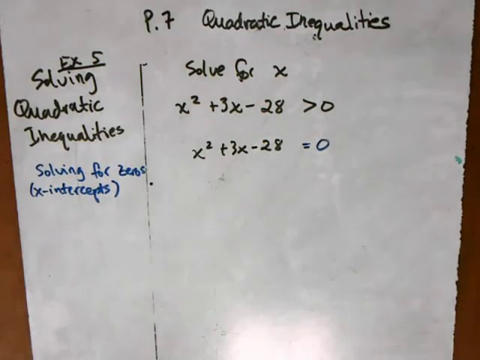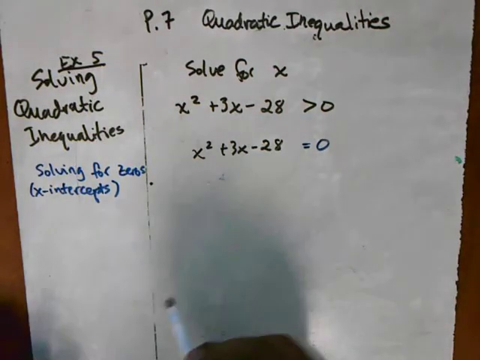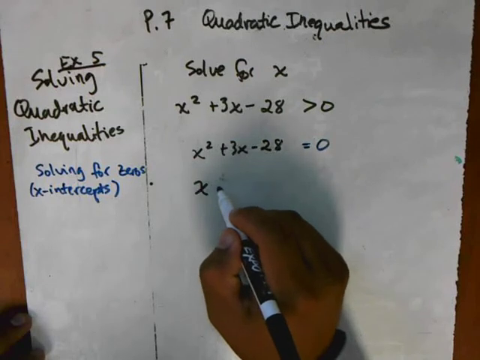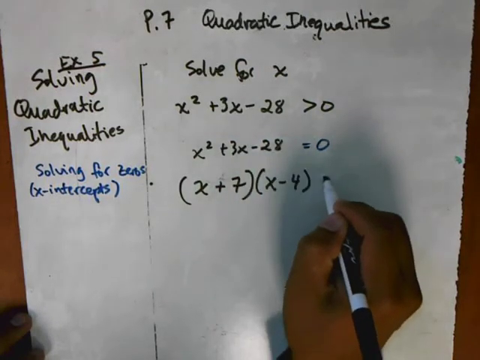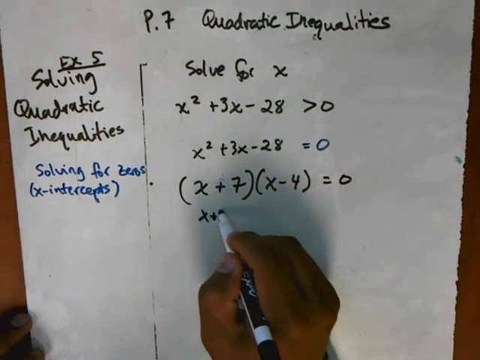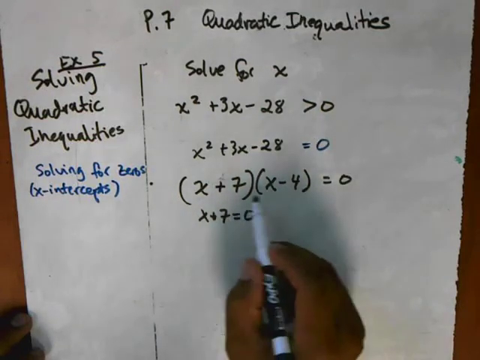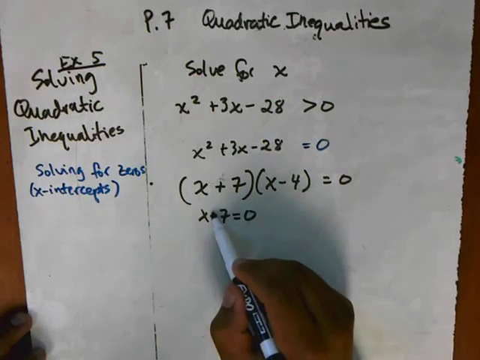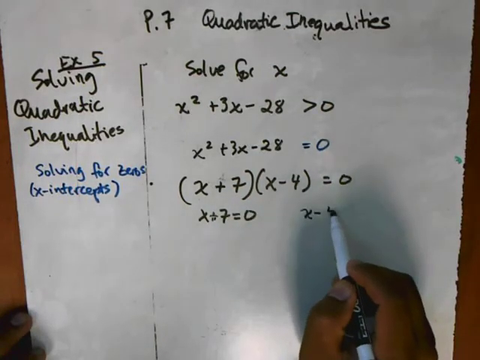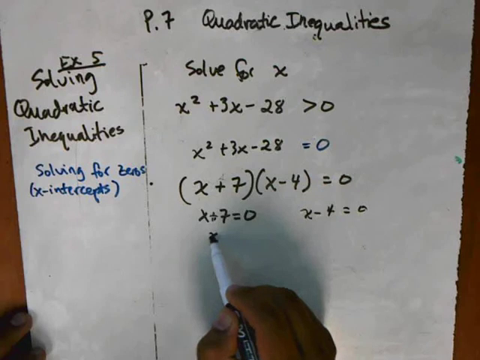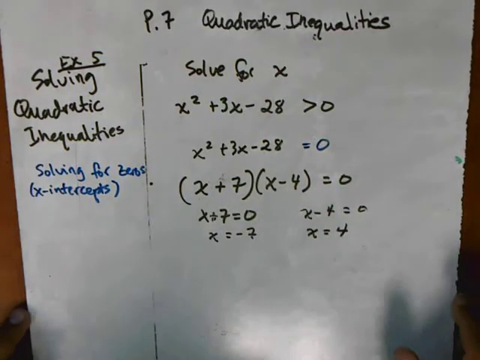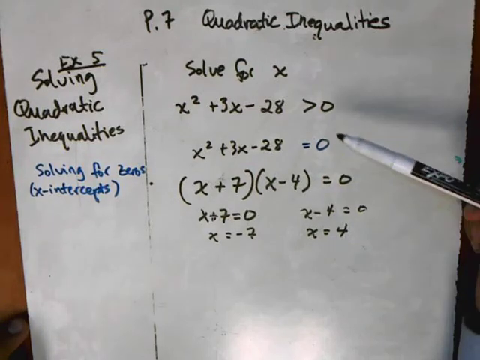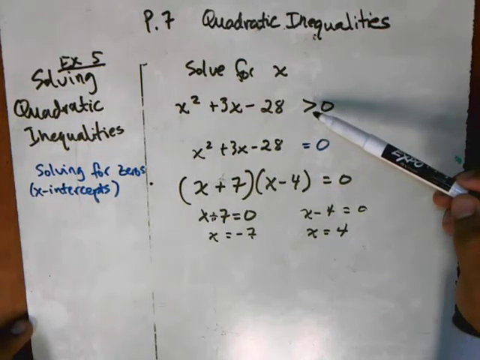This problem is actually something that can be factored. So I factor this, and this comes out to x plus 7 times x minus 4 is equal to 0. I can separate these two parts into two separate equations because of the zero product property, and I get x equals negative 7, x equals 4. Now normally this would be the end of the problem, but keep in mind that the original problem asked me to solve for an inequality.